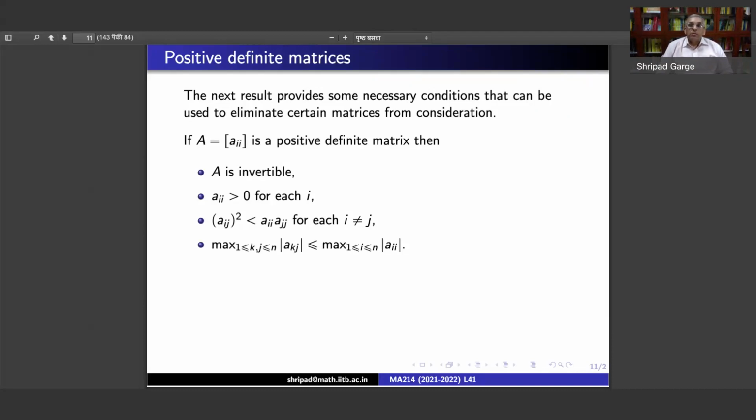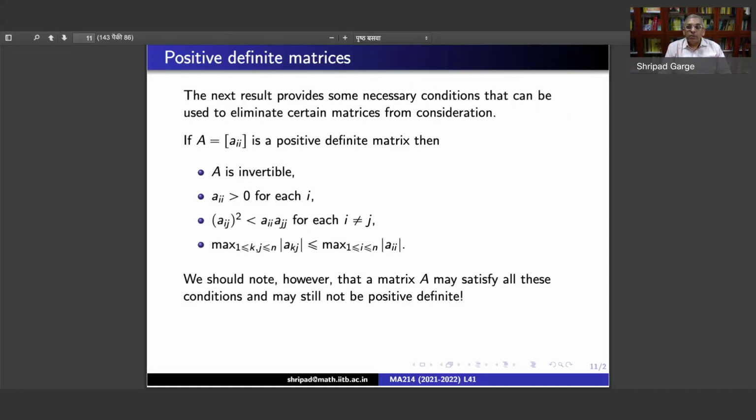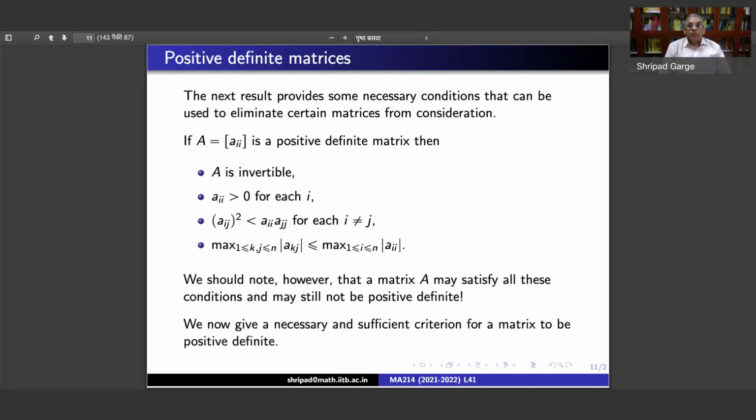So the maximum taken over all the entries of the moduli of the entries is achieved on the diagonal entries. That is what it means. So these are some very interesting properties. However, these are not sufficient for a matrix A to be positive definite. So we will now look at a necessary and sufficient condition for a matrix to be positive definite.